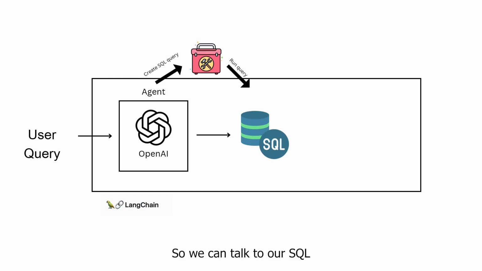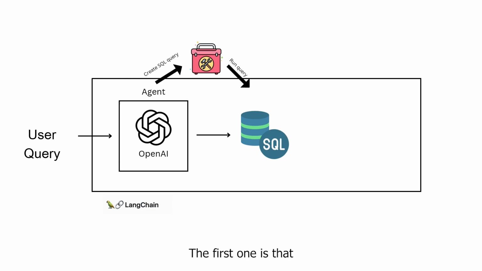So we can talk to our SQL database by using a toolkit that allows us to create SQL queries and run them on our SQL database. So what ChatGPT does, it takes the user query, it turns it into a SQL query, then using the tools it has been provided, it runs the query on the SQL database and gets the result. Pretty awesome. But with this approach, I think you can already see a few problems.